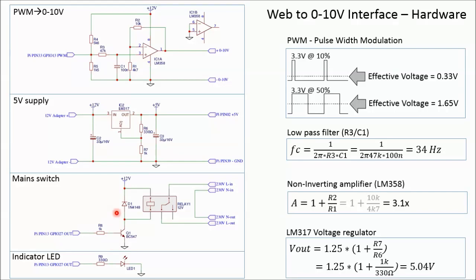This diode is very important. When you switch off the relay, the energy in the coil will generate a high voltage spike that may fry your BC547. The diode will freewheel this energy through the coil until it's dissipated safely.